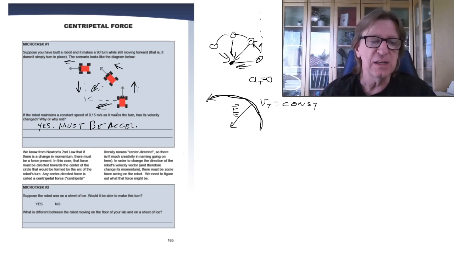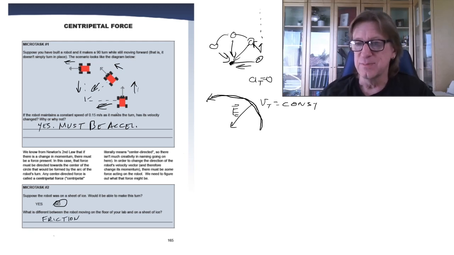Okay, so in this case, if it were on a sheet of ice, then no, it wouldn't be able to make that turn and would keep on going straight. So what's the difference between the robot moving on the floor of the lab and on a sheet of ice? We've talked about this before. Well, that's going to be friction, right? So the lab floor has more friction than the ice does. And so that's why I can easily make this turn, but I could not if I were on ice.